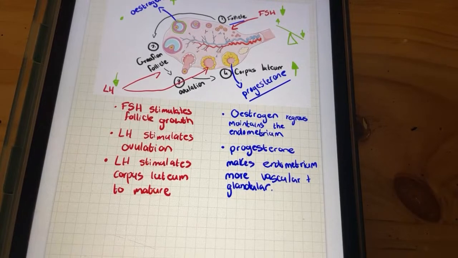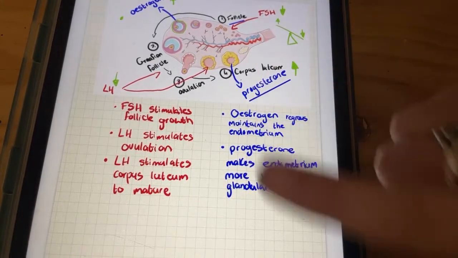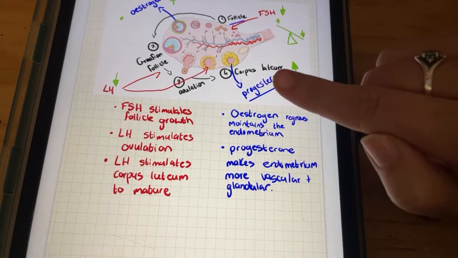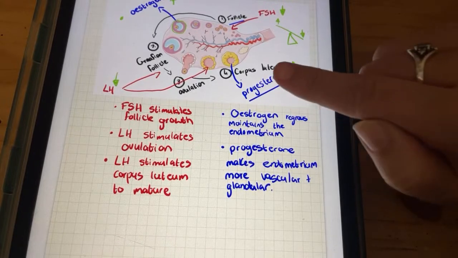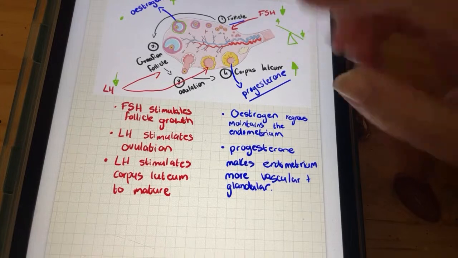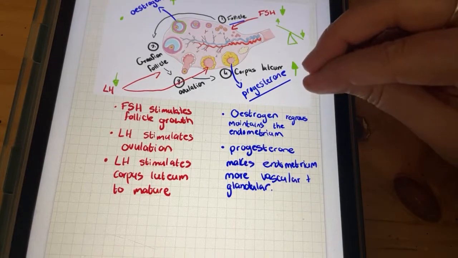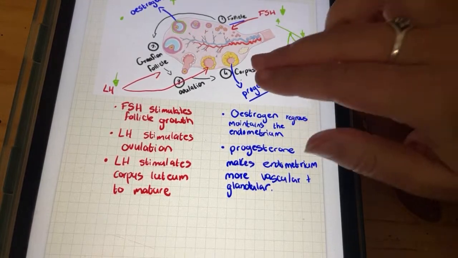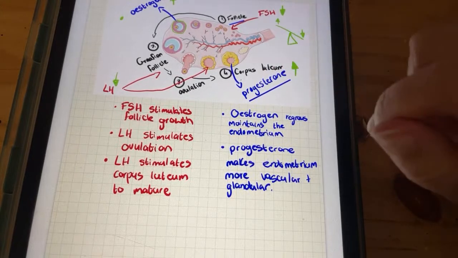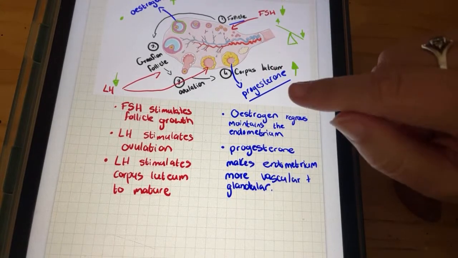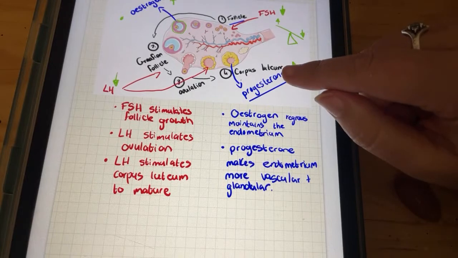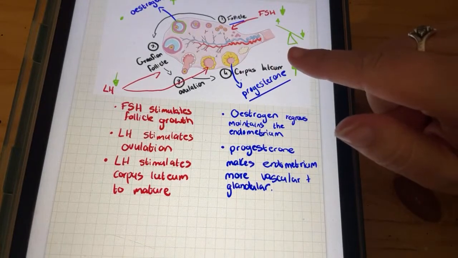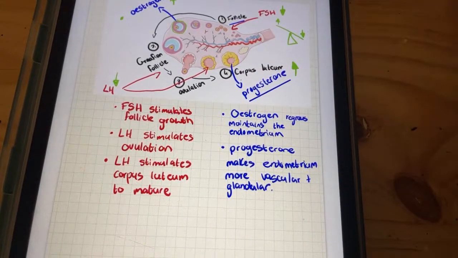Somebody asked, ma'am, is progesterone only secreted by the corpus luteum? This is a great question. No. The corpus luteum is the first structure to secrete progesterone. After the placenta forms, so you've fallen pregnant, the placenta grows, the placenta starts to secrete progesterone and takes over from the corpus luteum. But remember, that's only if you fall pregnant. Okay, so I'll say it again. The corpus luteum is the first one to secrete progesterone, but then the placenta will take over and it will start to secrete progesterone so that the corpus luteum doesn't have to do it anymore.